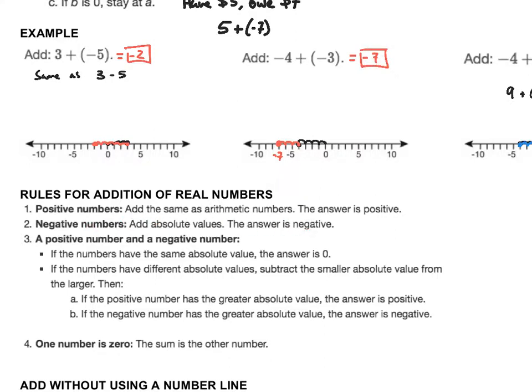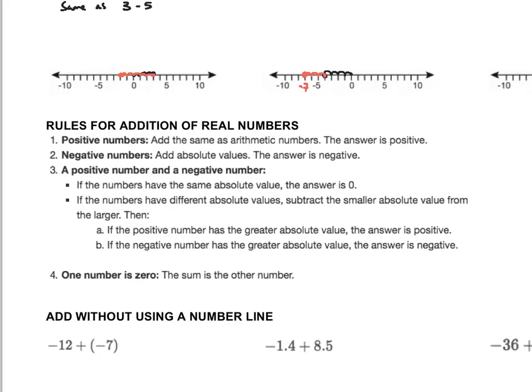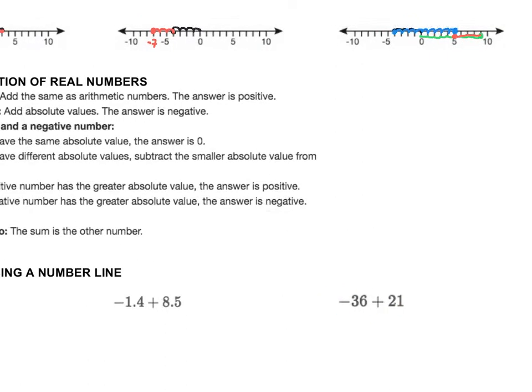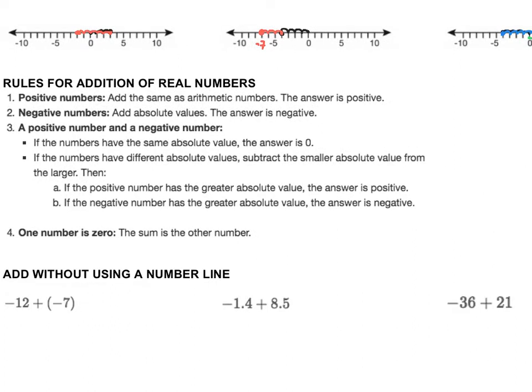Now, if you add a positive number and a negative number, if the numbers have the same absolute value, the answer is 0. So if you add a number and its opposite, you're always going to get 0. But when you have different absolute values, and we're going to look at a couple of these examples, if the positive number has a greater absolute value, then the answer is positive. If the negative number has a greater absolute value, then the answer is negative.